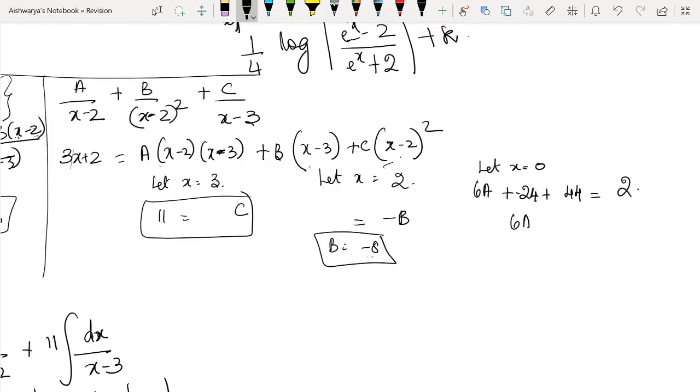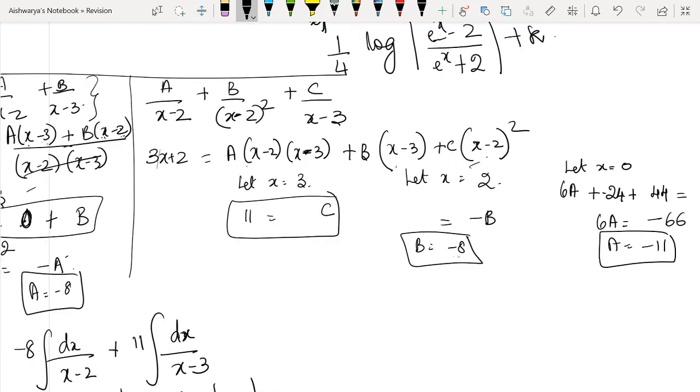Okay, so 6a is equal to 68 minus 2, minus 68 will be minus 66. So a value is minus 11. So you are getting the values of a, b and c. Now that you have got them, we are going to substitute it here. Integral, a value is minus 11, you keep it outside.